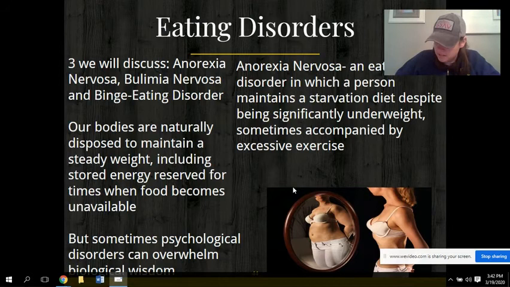In which a person maintains a starvation diet despite already being significantly underweight. Sometimes it can be accompanied with excessive exercise. A lot of times that goes with bulimia. So they're going to lose about 15% at least, a lot of times it's more, 15% of their body weight. And that would be kind of where anorexia falls.